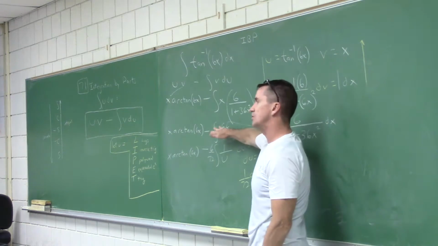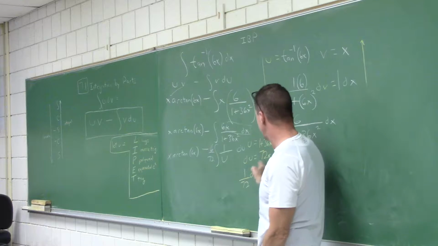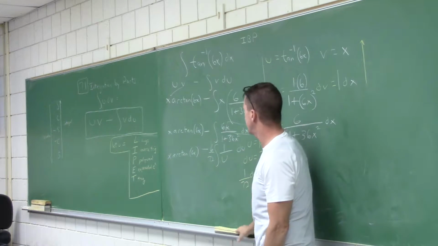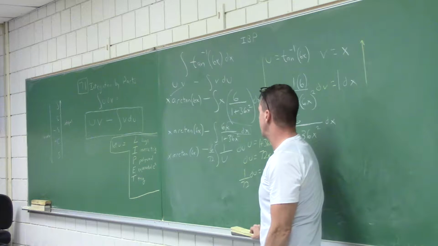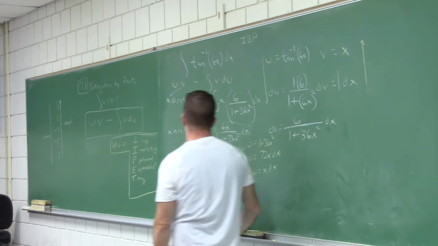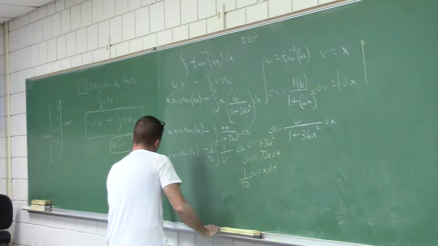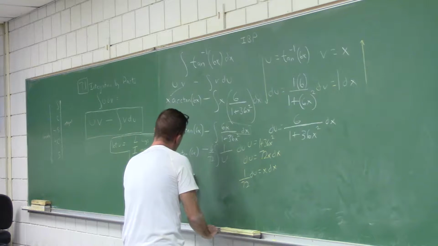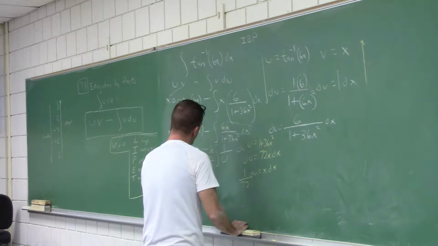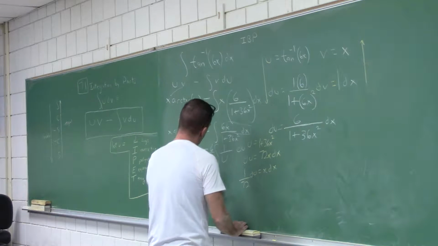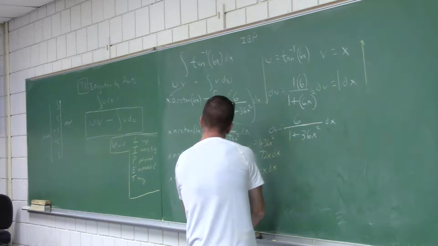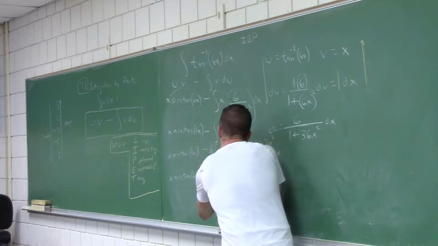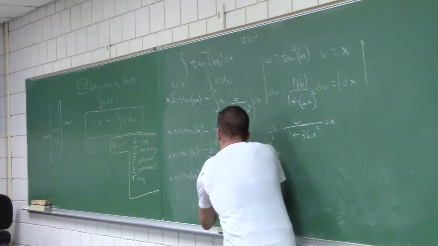And a lot of students like to do what you do. Others just take that constant, put it here, jam it, see what's left over, and let those constants simplify. Because what is 6 over 72? 1/12. 1/12. All right, here we go. X arctan 6x minus 1/12 natural log of 1 plus 36x squared plus c.